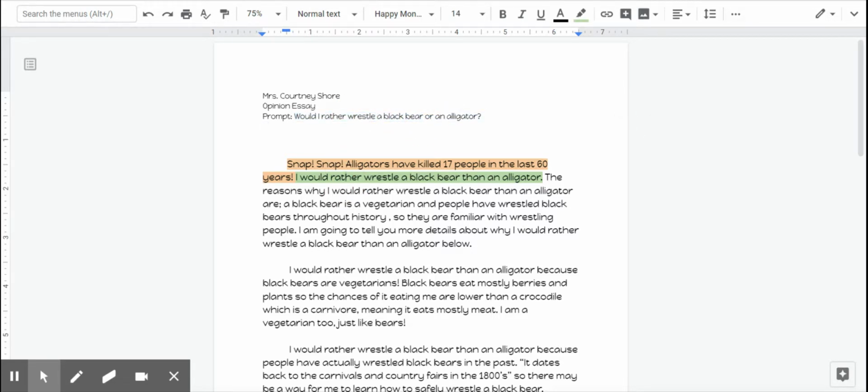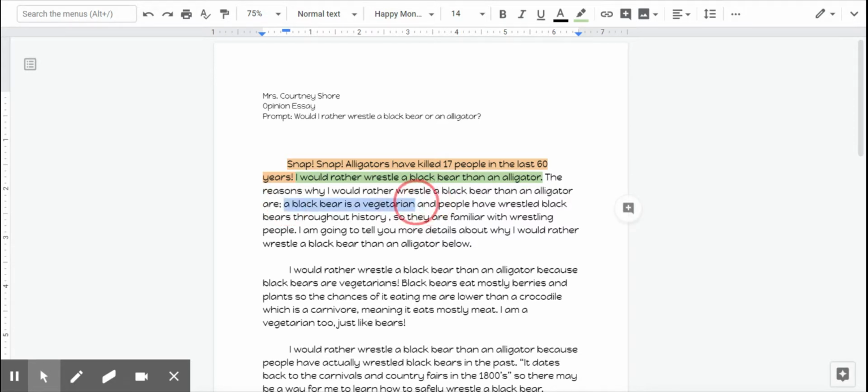Okay, so I have my hook, my claim, the reasons why I would rather wrestle a black bear than an alligator are. So now I'm listing reasons. What's really cool is each of these reasons, whether it's two or three or however many you have, each reason is going to be its own paragraph from here on out. Okay. So the reasons why I'd rather wrestle a black bear than an alligator are, I'm going to make each of my reasons in bold.